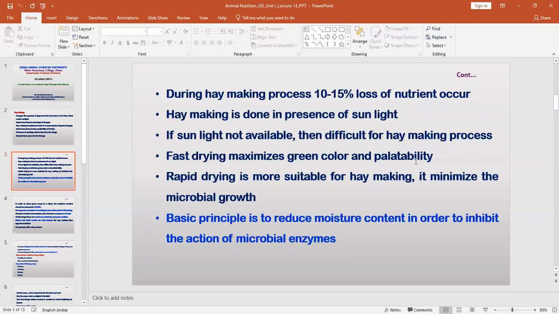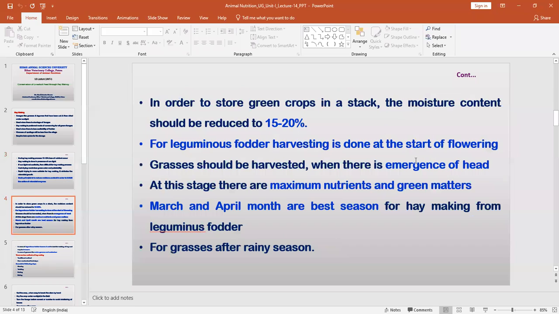The basic principle of hay making is to reduce the moisture content of the feed material, in order to inhibit the action of microbial enzymes and plant enzymes. So reduction of the moisture content is the basic principle of hay preparation.